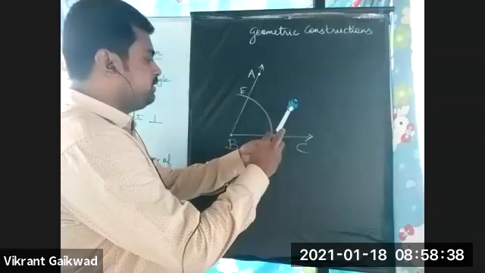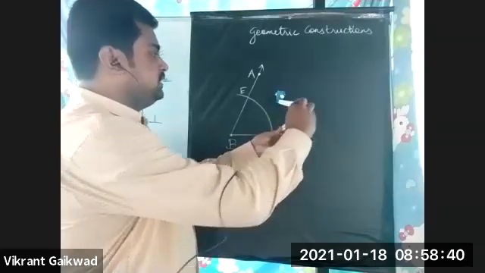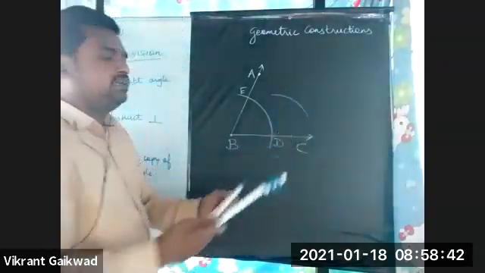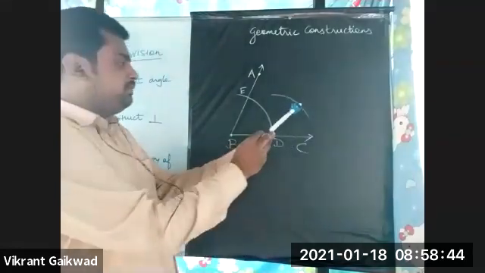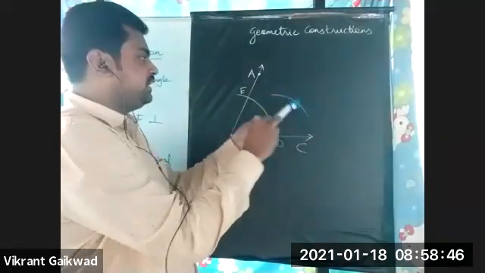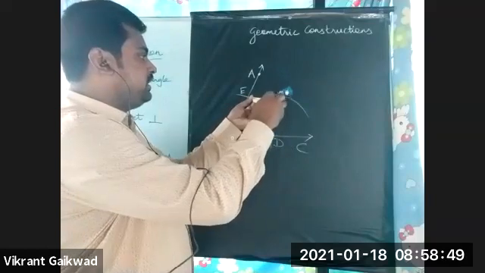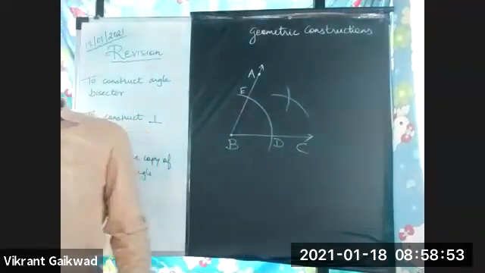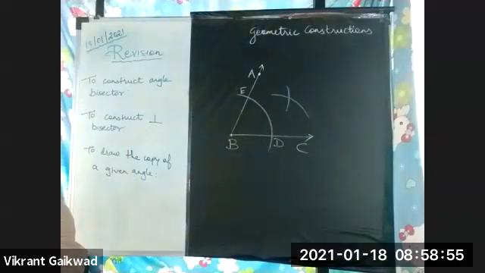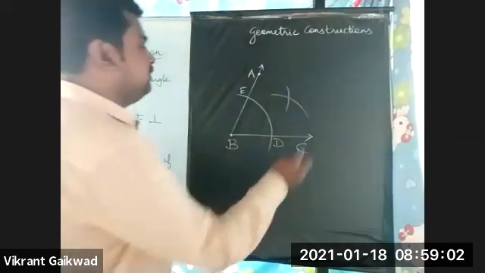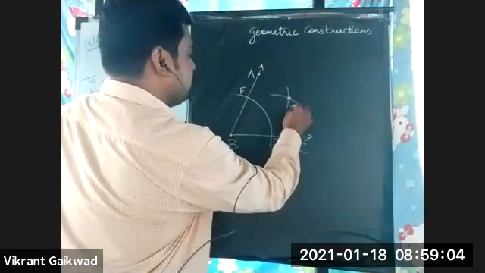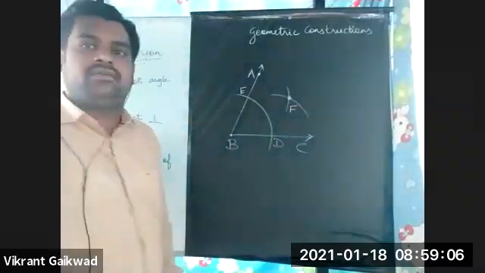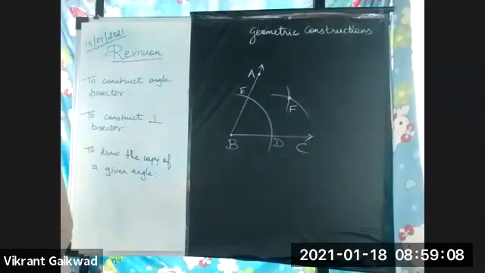What you will do is you'll keep the tip at point D, cut an arc inside the angle. Tip at point E, cut an arc inside the angle. Check. You'll get the two arcs which would intersect each other. And the point of intersection of these arcs, we'll name that as F. Is this clear to all the students?